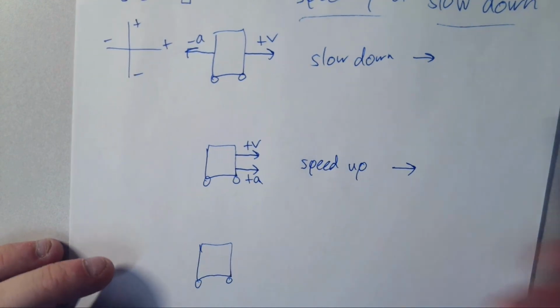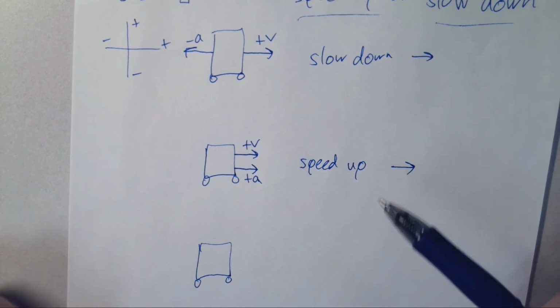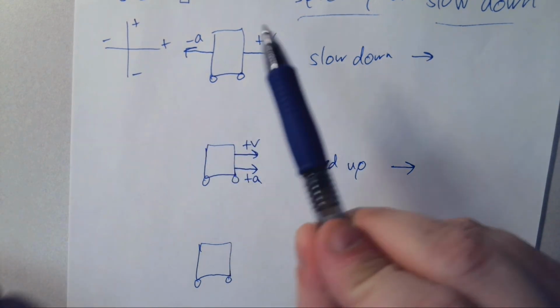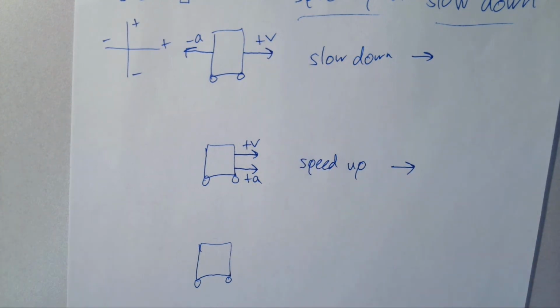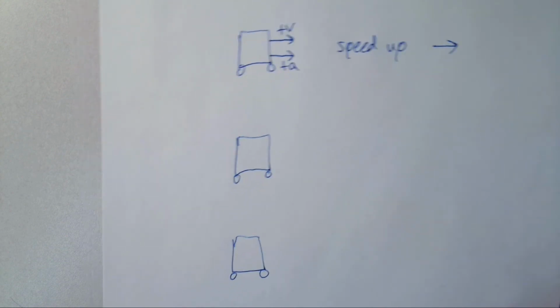Okay? This may cause you to think, okay, negative acceleration always means slow down and positive acceleration always means speed up. That's not the reason. The reason this was slowing down is because they were in opposite directions, and the reason this one speeds up is they were the same. So let's look at two other different scenarios here.